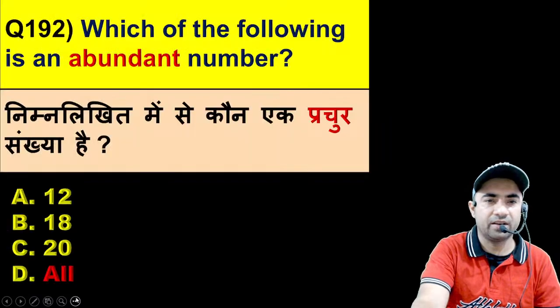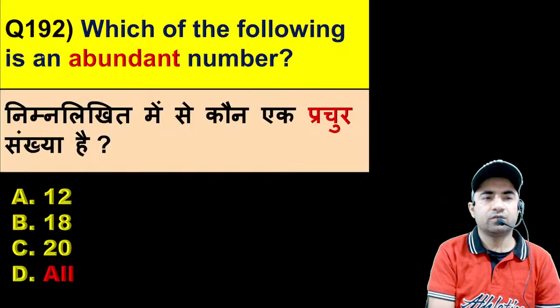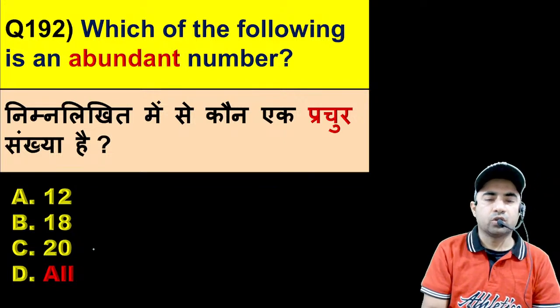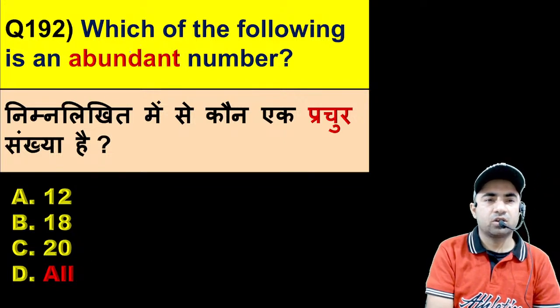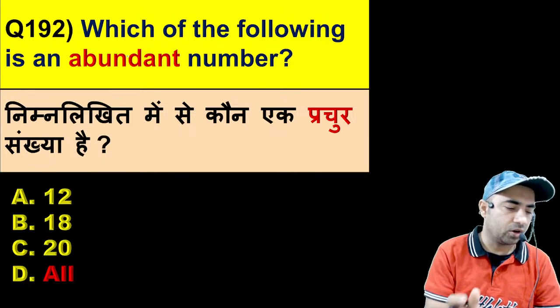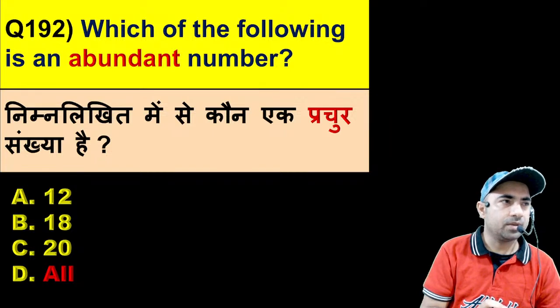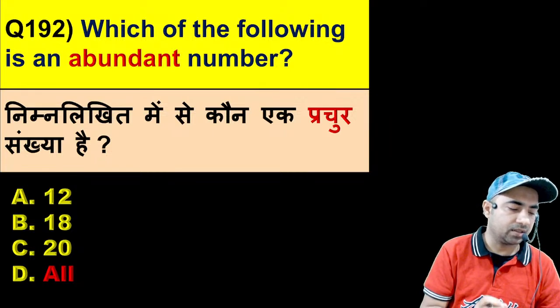Next question. The right answer of question number 192 is all. The question was asking which of the following is an abundant number. We have already discussed that any number whose proper factor sum is greater than the number is called an abundant number. Next, question number 193.